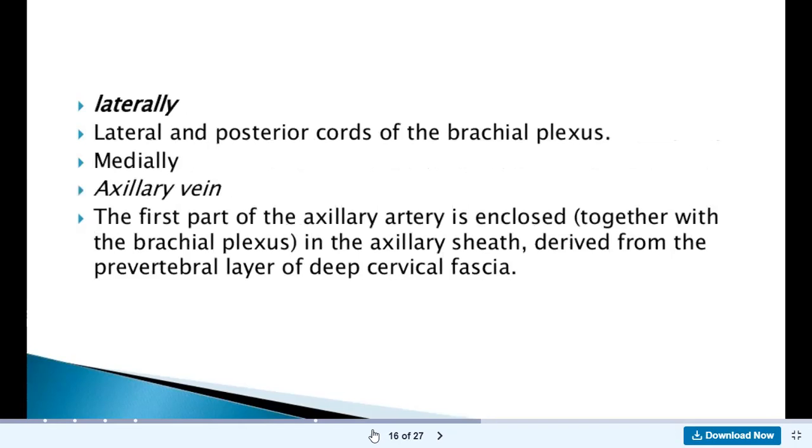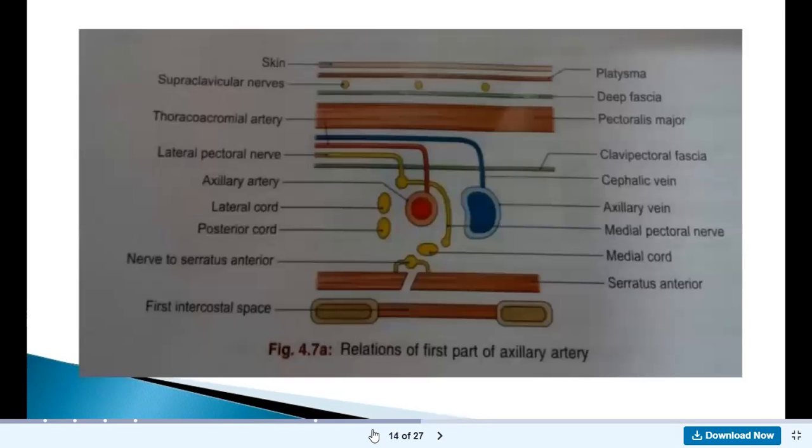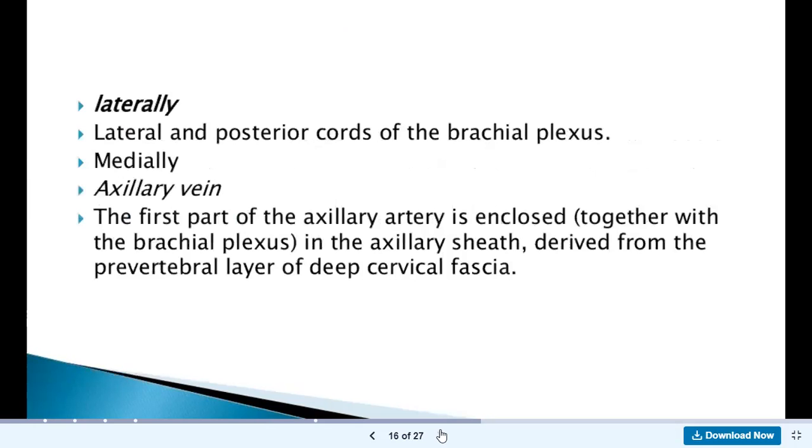Let's see if we have that. So here, this is nerve to serratus anterior. This is the serratus anterior muscle. This is the medial cord of the brachial plexus. And then this is the first intercostal space. So they are posterior to the axillary artery. These ones are anterior relations of the axillary artery, and these are the posterior relations of the axillary artery. Now let's see the lateral relation.